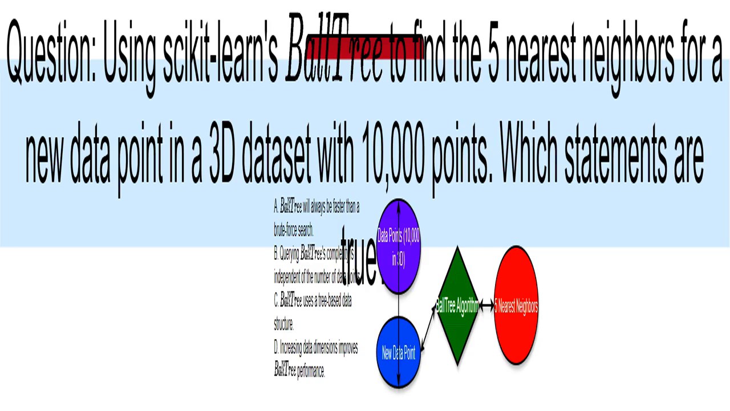This is the core problem statement. We're using scikit-learn's powerful BallTree algorithm to efficiently find the closest neighbors among a large dataset, 10,000 points in 3D space, to be exact. We want to select the true statements about how this algorithm works and performs. It's all about understanding the BallTree's strengths and limitations.